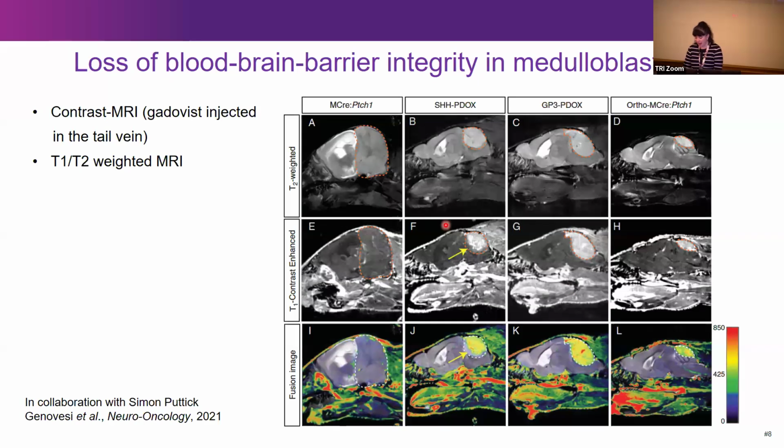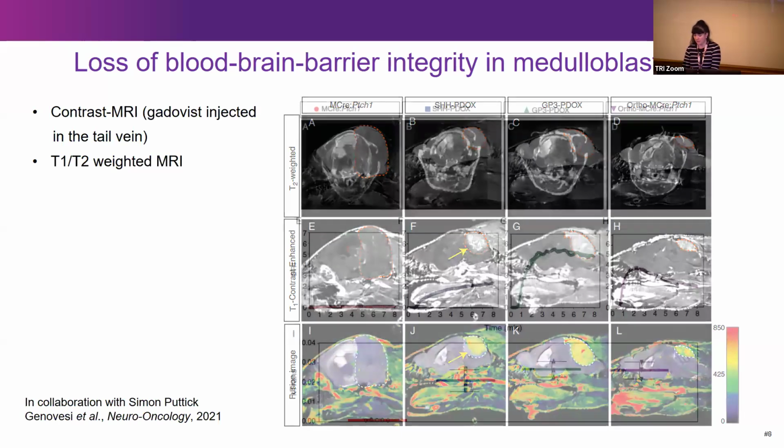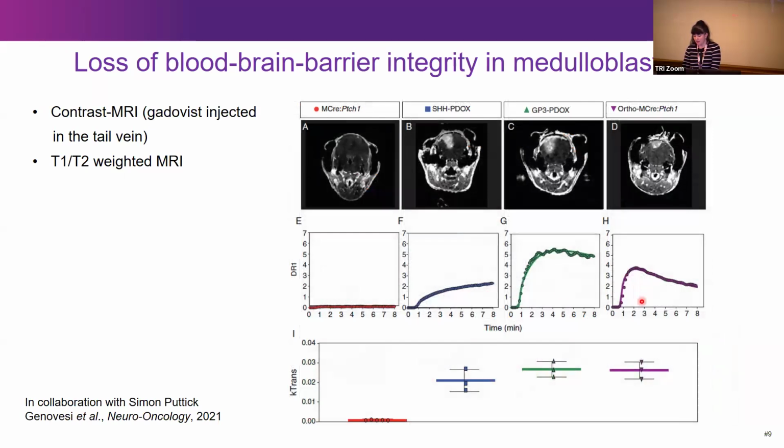So we used Gadovist. This is a contrast agent that we inject just in the tail vein of the mice. And based on these different models, these are 4 different models, you can see that, for instance, in our germline, these are genetically modified mice, the blood-brain barrier looks quite intact, whilst in other PDXs, the tumors take up a lot of this agent, Gadovist. So the tumor blood-brain barrier is quite leaky. And this is quantified here, measuring the vessel leakiness. So there's a lot of leakiness in these tumors.